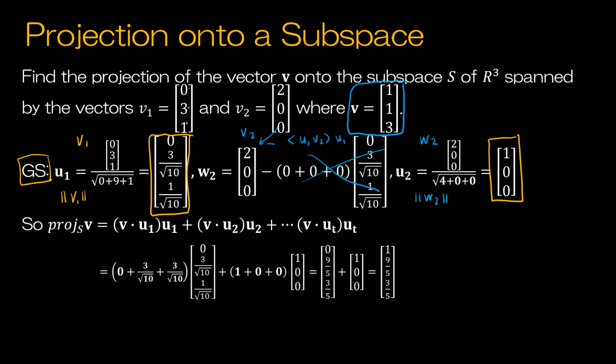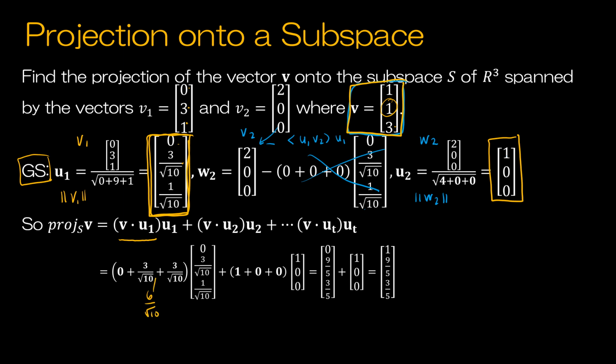Now we're going to find the projection. So we're using now U1 and U2, and we're taking V, the dot product of V and U1, so that's this guy, and with V, so that's 0 times 1, or 0, 3 radical 10 times 1, which is 3 divided by radical 10, and then 1 divided by radical 10 times 3, which is 3 divided by radical 10. That gives me 6 divided by radical 10.